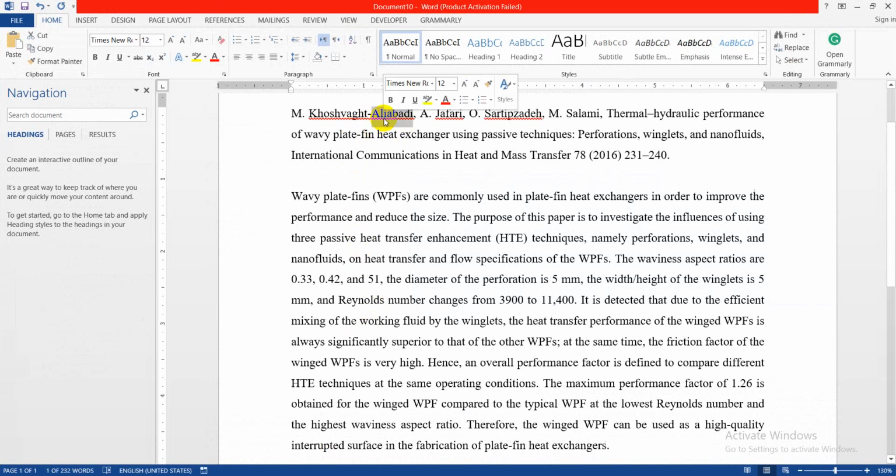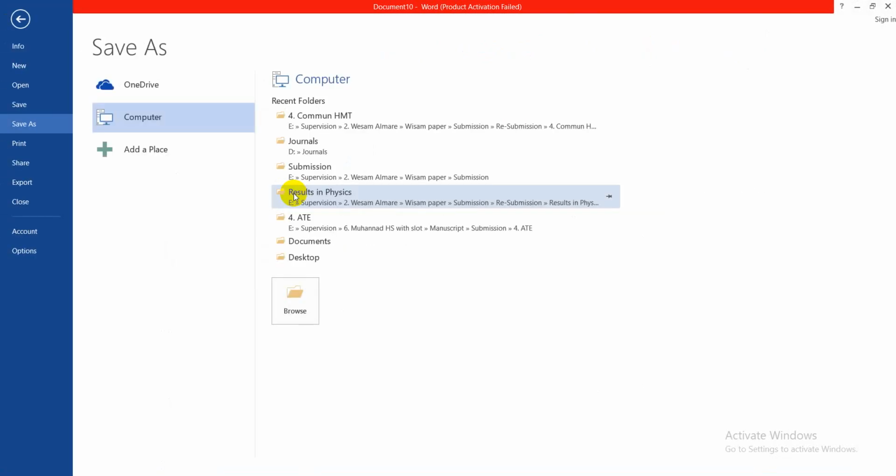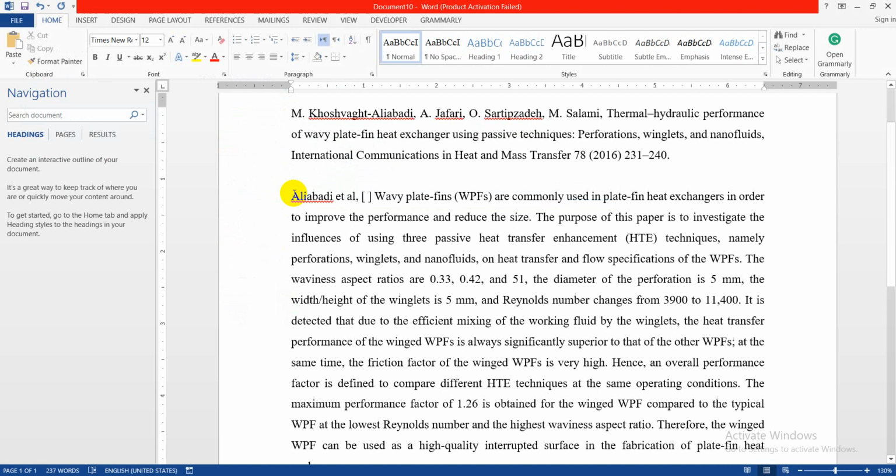plagiarism. Al-Abadi, C, V, et al., right? What they have done. So I will read the abstract carefully and then rewrite it again.